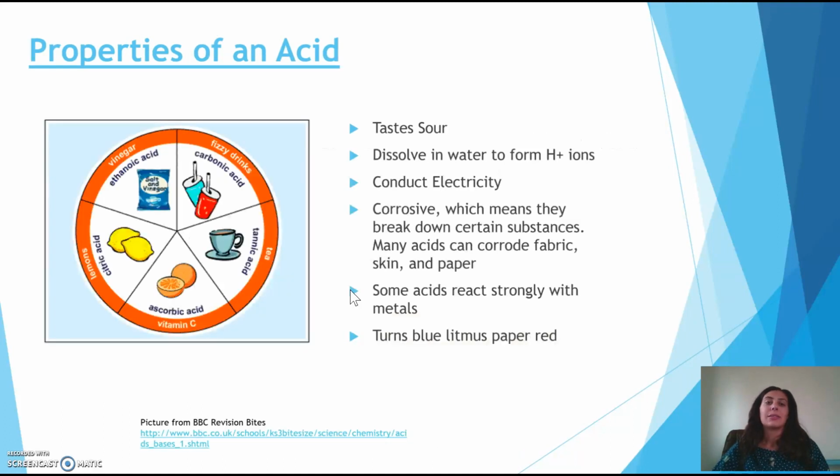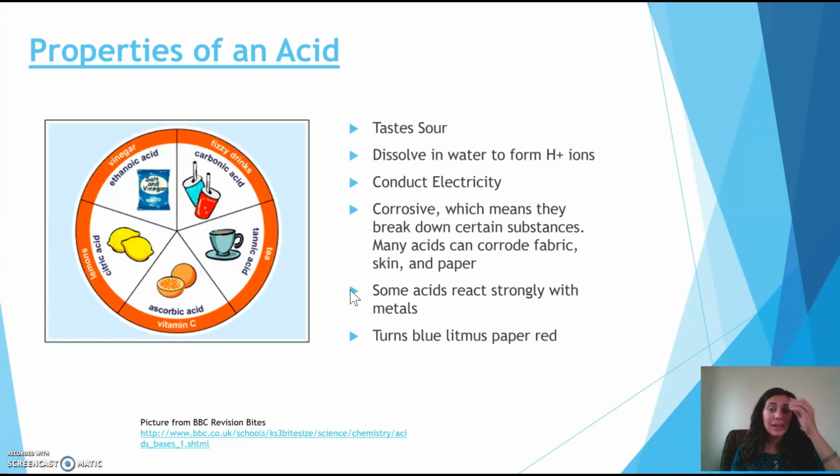So when I say the word acid, you probably think of acidic foods, like something that tastes very sour. Well, anything that has acid in it will taste sour. That's one of its main properties. Why? Because it has the property of dissolving into water to form hydrogen ions. And these hydrogen ions conduct electricity, and they're also strongly reactive with metals, and they can corrode certain substances like paper, fabric, and skin.